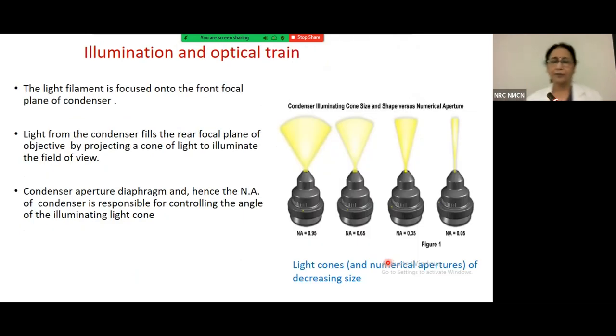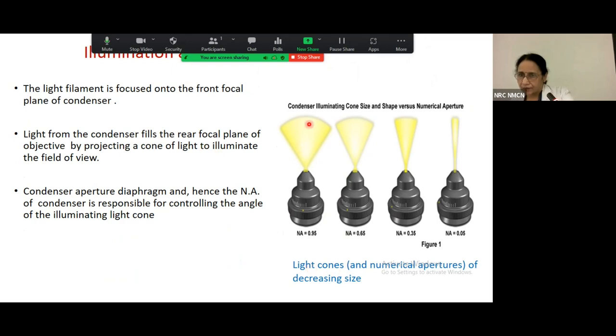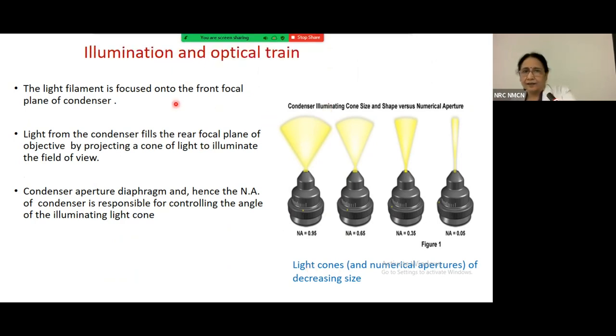So what I was telling you earlier, the role of illumination, light cones, and condenser. The light filament is focused on the front focal plane of the condenser, and it fills the rear focal plane of the objective by projecting a cone of light. So when the condenser NA decreases, this cone becomes very narrow. The numerical aperture of the condenser is responsible for controlling the angle of illumination of this light cone.